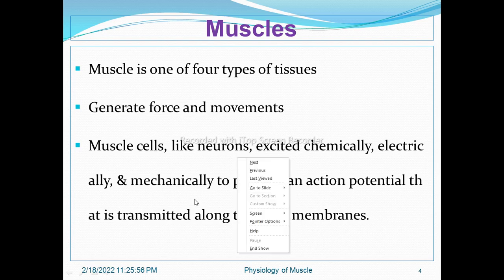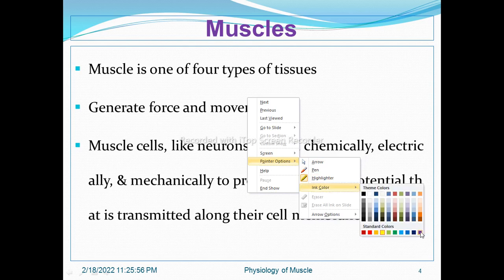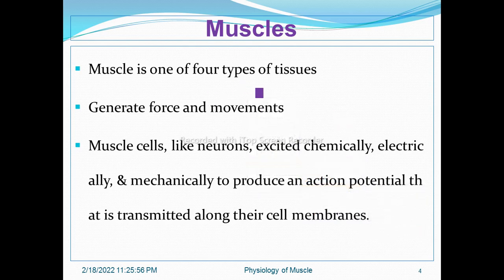Muscle is one of the 4 types of tissues. We have 4 types of tissue: the first one is epithelial tissue, then connective tissue, nervous tissue, and muscle tissue. So muscle is one of the 4 types of tissues, and it generates force and movement.